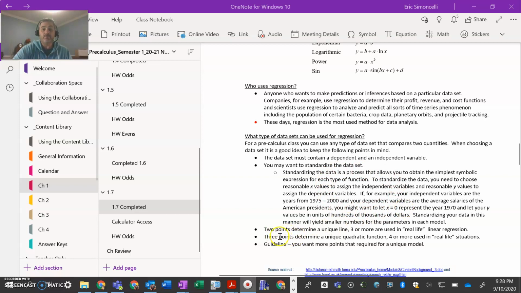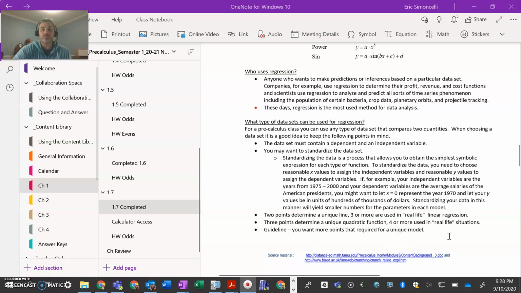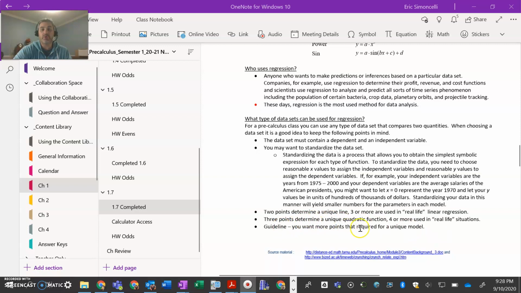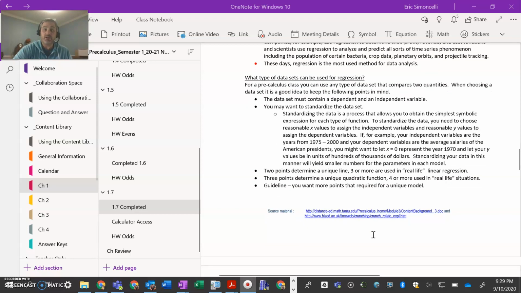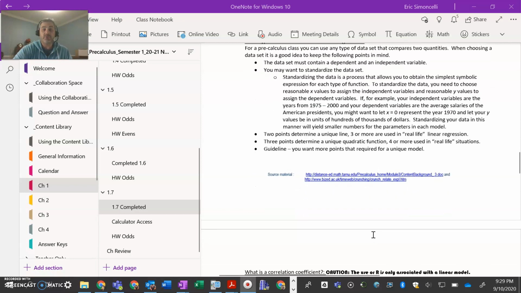Two points, of course, are what you need in determining a unique line. Three or more are used in a real-life linear regression. And then continuing on, concepts that would require coming up with a quadratic and so on. As a guideline, you want more points than are required for a unique model. Frankly, the more points you have, the better the regression analysis will be, and really the better the R value will be when it's all said and done. That R value is a very crucial feature of putting together your final answer.